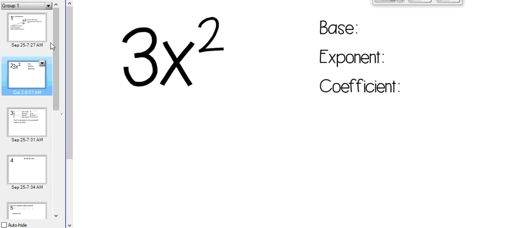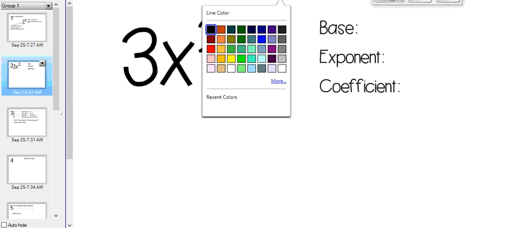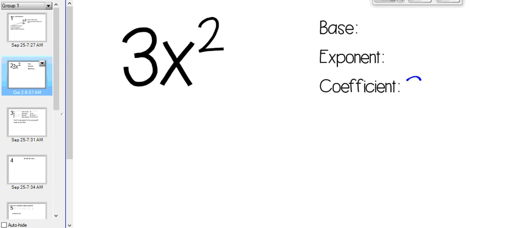So right here, if we were to identify the base, the exponent, and the coefficient, that's a new word, right? Coefficient. We haven't mentioned that yet. Coefficient is the number in front of a variable. All right, so if I was to ask you the question, what is the coefficient here? Hopefully you could arrive at the idea that the number in front of the variable is 3. So in this case, 3 would be the coefficient. Again, coefficient is the number in front of a variable.